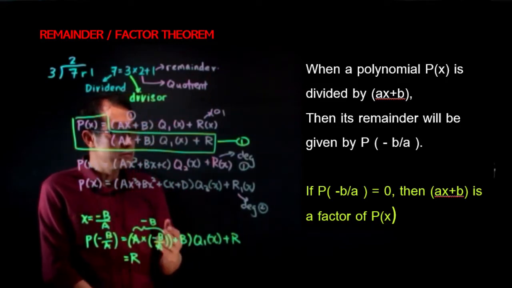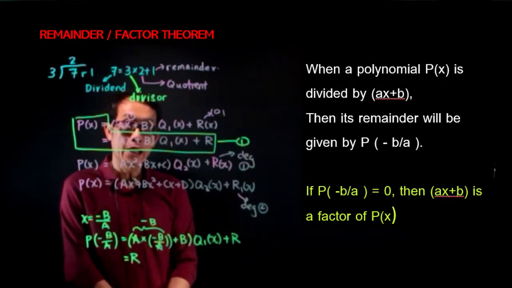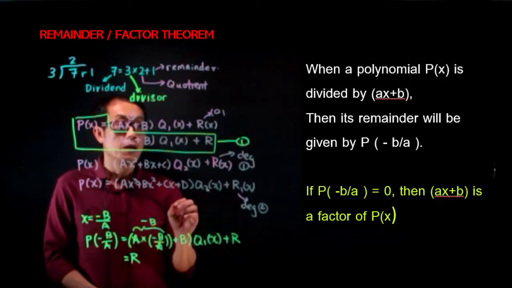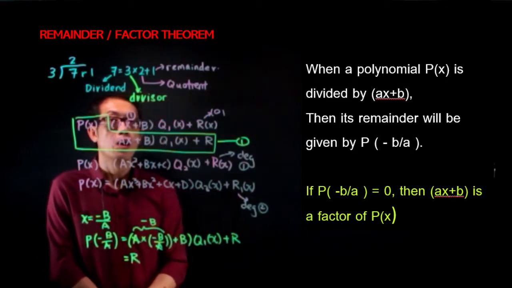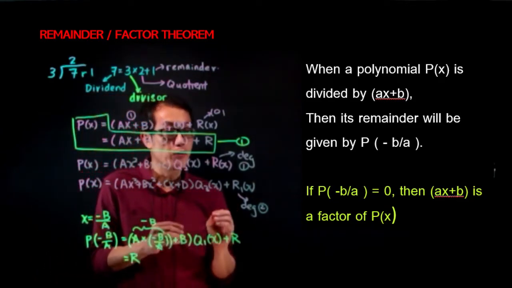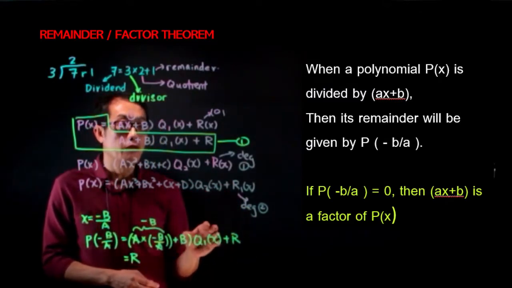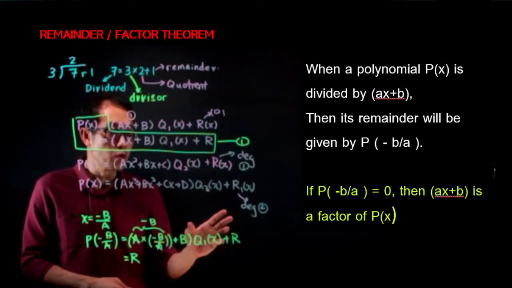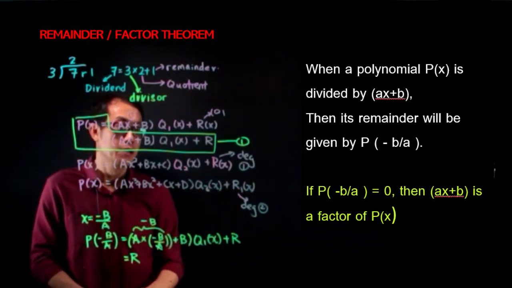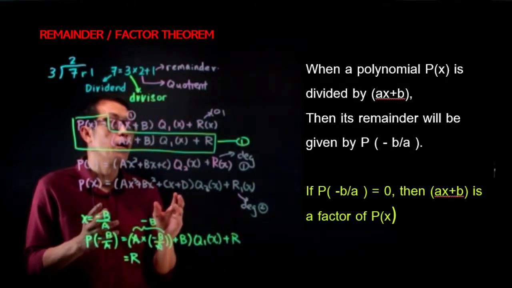Now, remainder theorem states that if a polynomial p of x is divided by ax plus b, then its remainder becomes p of minus b divided by a. Now, that is remainder theorem. Then what is factor theorem? Factor theorem is, now if p of minus b over a is equal to 0, that means the remainder is 0, that means there is no remainder, then ax plus b is a factor of p of x.